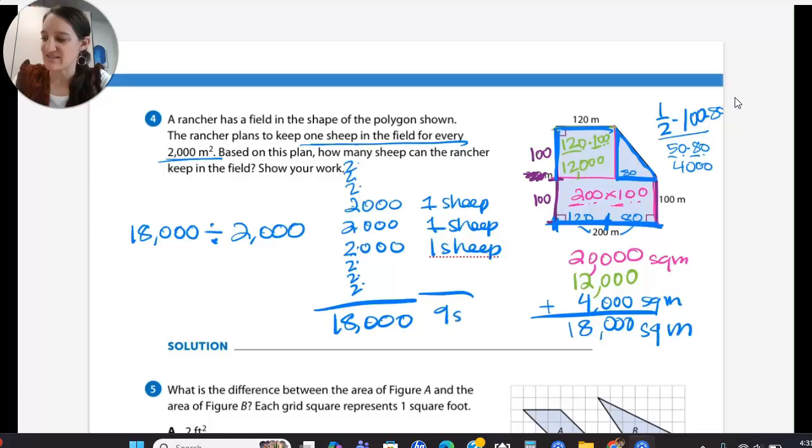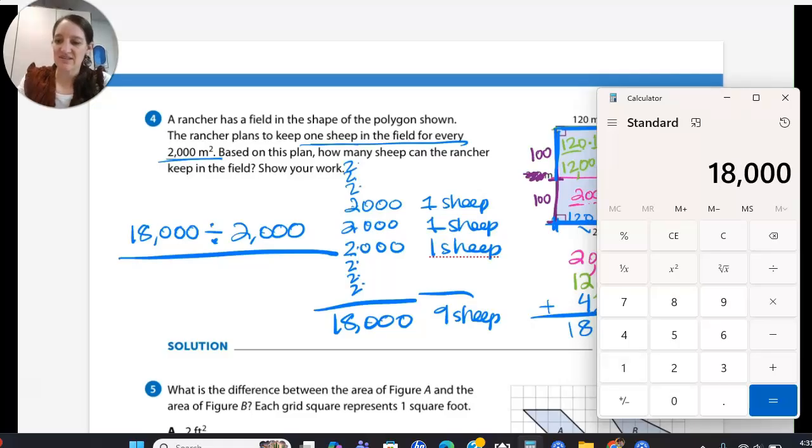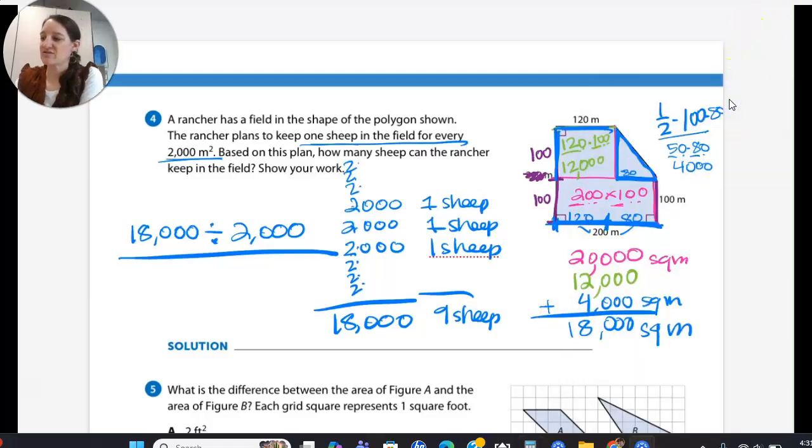9 sheepies. Now, could we plug that into a calculator? Let's see what happens if we do. 18,000 divided by 2,000 is 9 sheep. Is it big enough field to have 9 sheep?